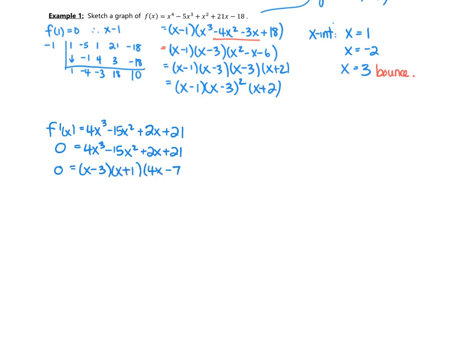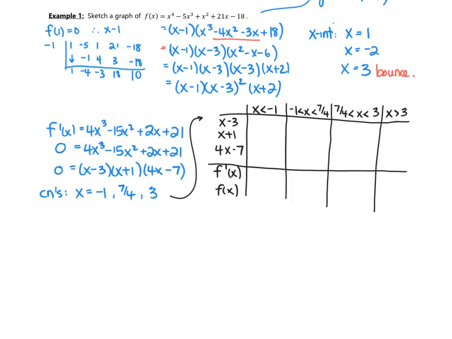Again, pause the video, do that on the side of your page, and come back and see if you got it right. Okay, should work out to be, in factored form, (x minus 3)(x plus 1)(4x minus 7). So our critical numbers are x equals negative 1, we have a 7 over 4, which is 1.75, and a 3. You're ready to go ahead and make your interval table.